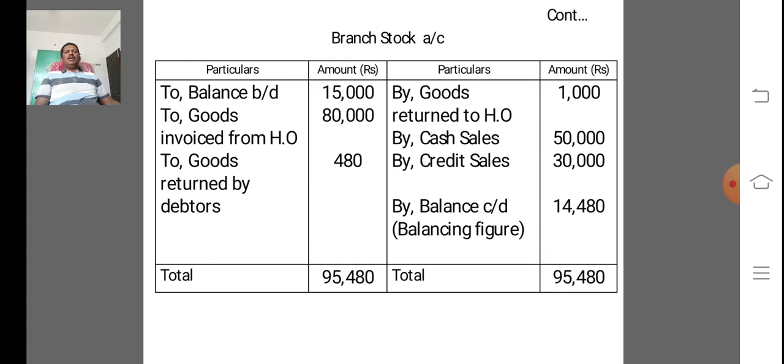And branch stock account: to balance brought down 15,000, to goods invoiced from head office 80,000, to goods returned by debtors 480, by goods returned to HO 1,000, by cash sales 50,000, by credit sales 30,000, by balance carried down, balancing figure is 14,480.